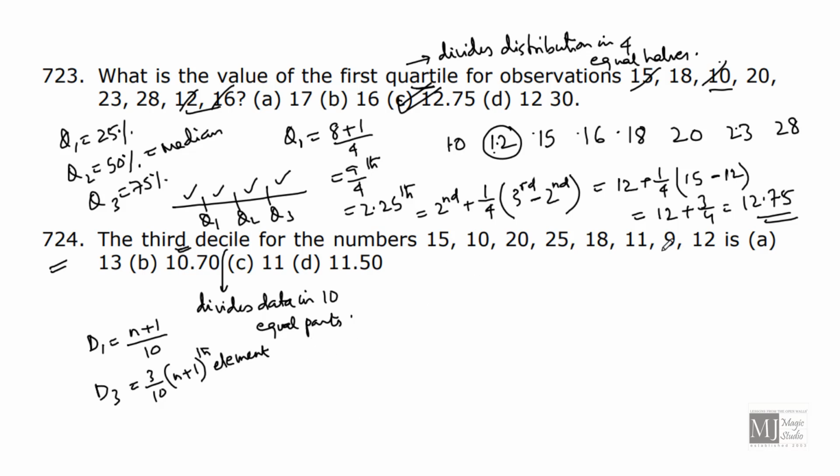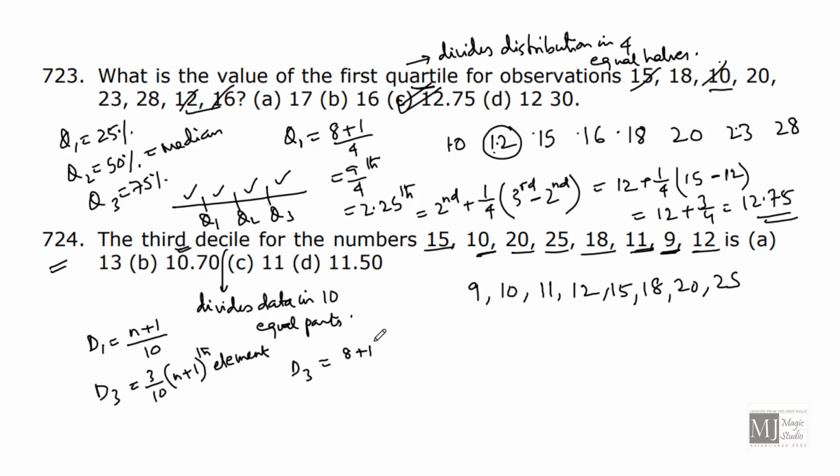So if we arrange this in ascending order, it is 9, then 10, 11, 12, 15, 18, 20 and 25. 1, 2, 3, 4, 5, 6, 7, 8. 8 observations are given. So D3 is 8 plus 1 into 3 by 10th element. 9 into 3 is 27. 2.7th element we are looking out for.